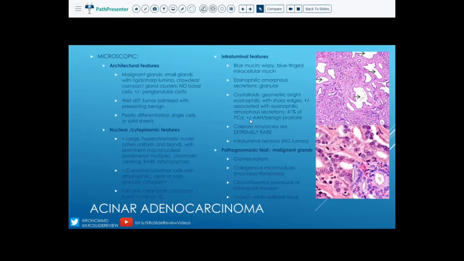What does help you, though, are the pathognomonic features for malignant glands. These are things like glomerulations, mucinous fibroplasia or collagenous micronodules, and circumferential perineural or intraneural invasion. Remember, I said prostate cancer loves to go to nerves, as well as growth within adipose tissue. What that means is you need to have the cancer at the same level as adipose. There shouldn't be adipose within your prostate gland, but of course there are always exceptions.